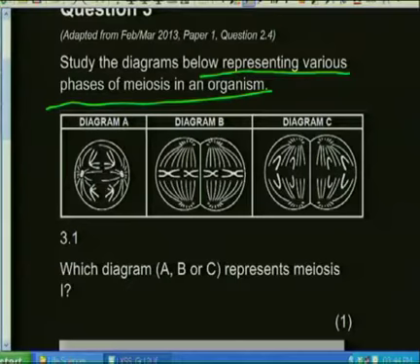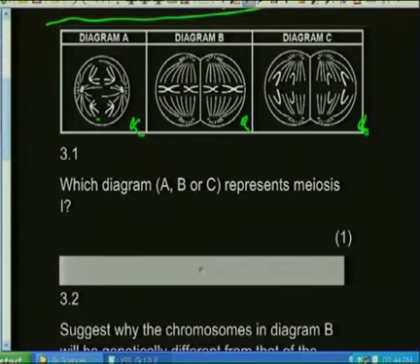Study the diagram below representing various phases of meiosis in an organism. Diagram A, B, and C. Notice in this diagram, the chromosomes are complete. Here, single, single, single, single. Here, chromatids. Those are your clues. So when you see those things, that must tell you a story.